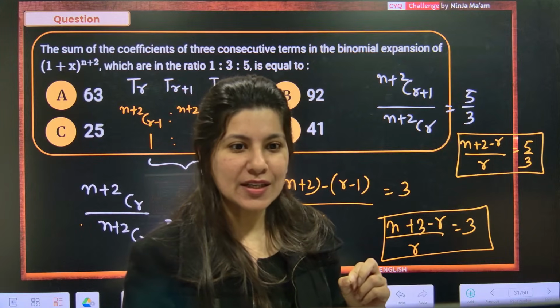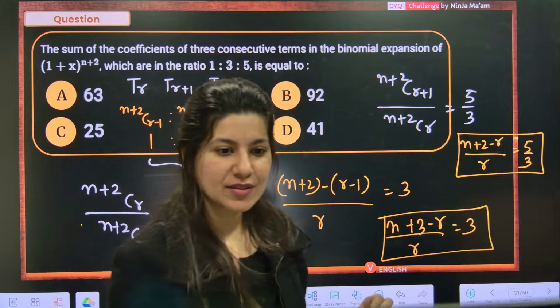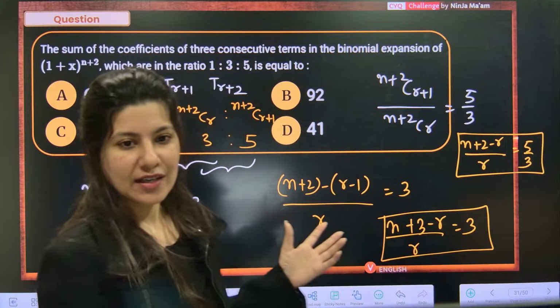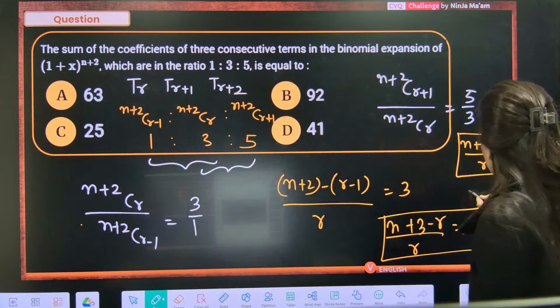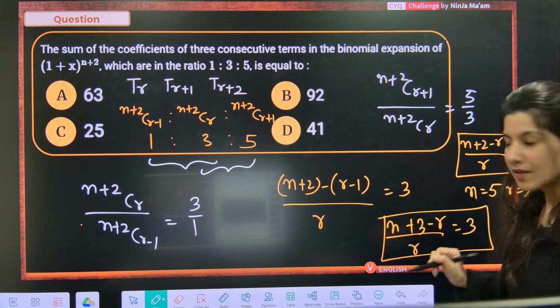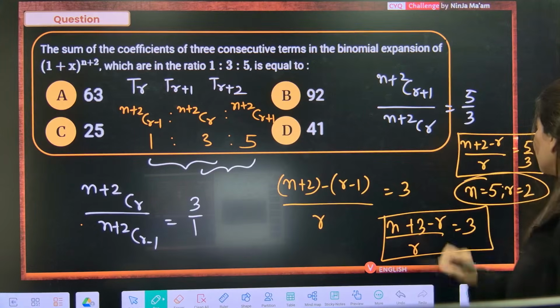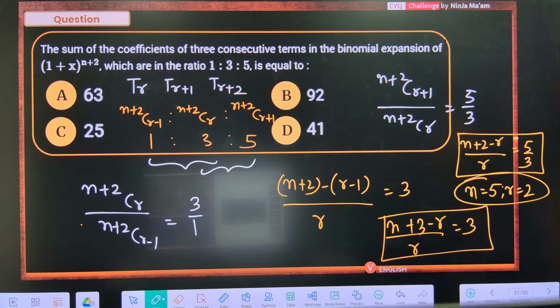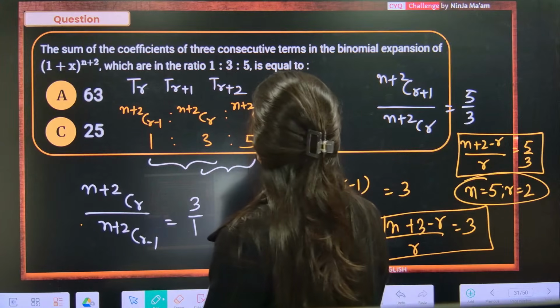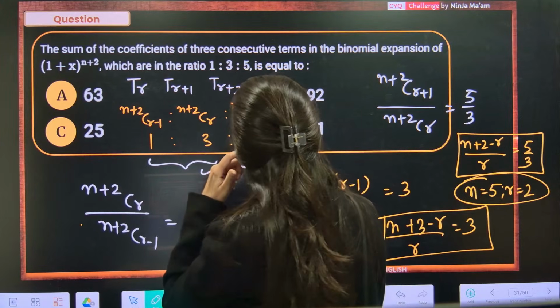Now please understand, two equations, two unknowns. Can't you solve this question? Tell me the value of n and r. Just solve this. n is equal to 5 and r is equal to 2. This is what you're going to get if you solve this. Just cross multiply and solve, nothing else. So n is 5, r is 2.